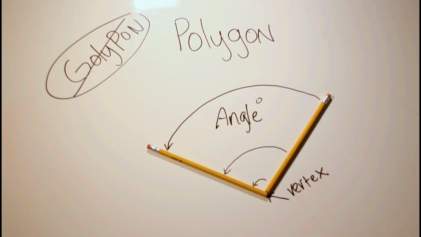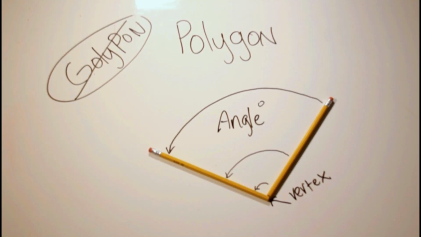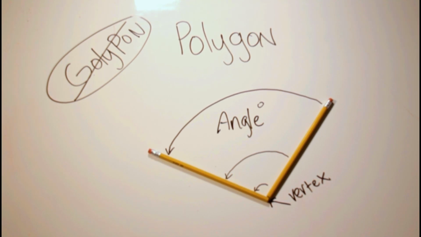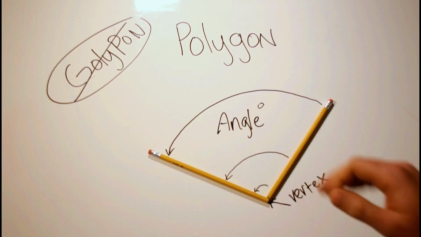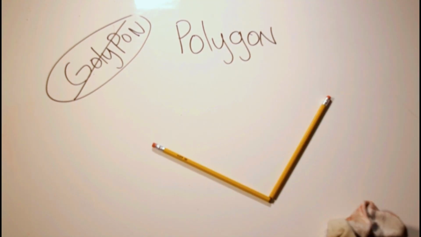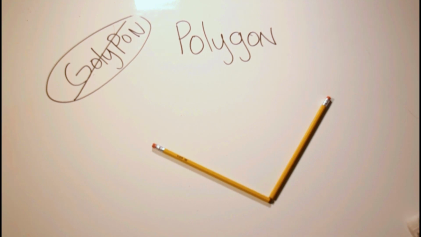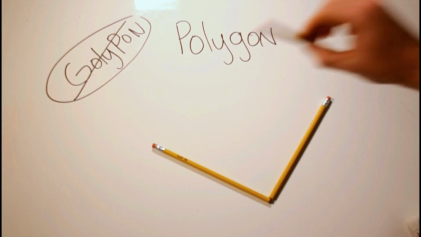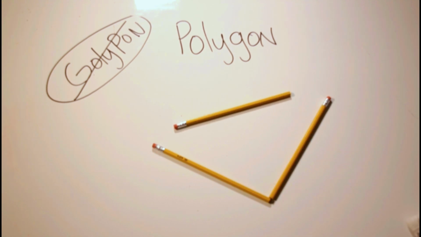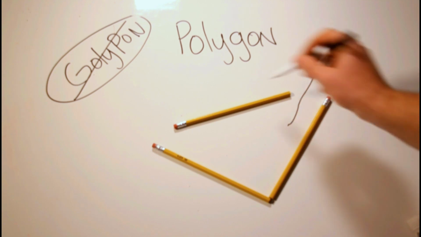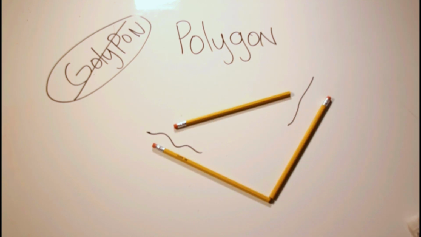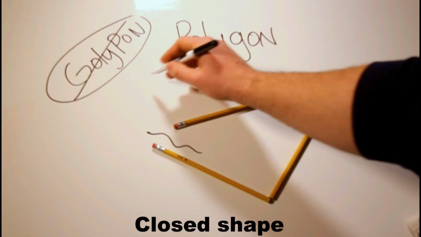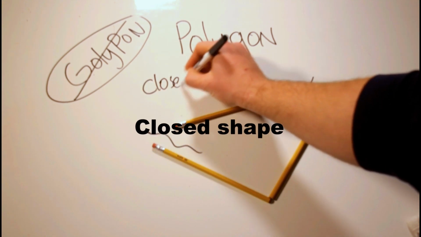We have 2 lines that are straight that come together and create an angle. But to make it a shape, we need a 3rd one. So let's erase some of this stuff. There we go. All right, so let's add in a 3rd one. Now, like that, that's not a shape. Why? Well, we have this space right here and this space right here. It's not closed. And a polygon has to be a closed shape.